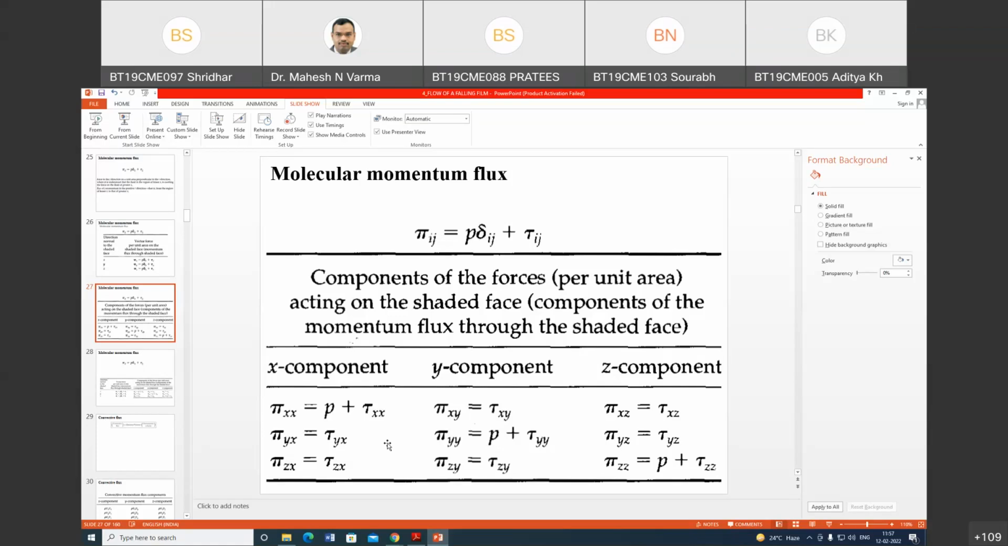Yeah, without bulk motion. And P, right now we studied that that is also the momentum flux flowing in the x direction without bulk motion. So, sir, how are these two different? I'll give you a case; just consider an imaginary case.